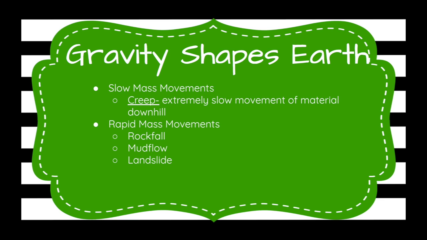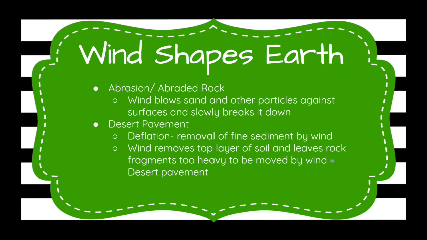A great example of this is a tree. A tree can grow with its roots gradually downhill, and that's a very, very slow process. Think about how many years it takes a tree to grow, and it can slowly move that tree and erode it and weather it. Rapid mass movements happen very quickly. Rock falls, mud flows, landslides, all of those would be very fast rapid mass movements.